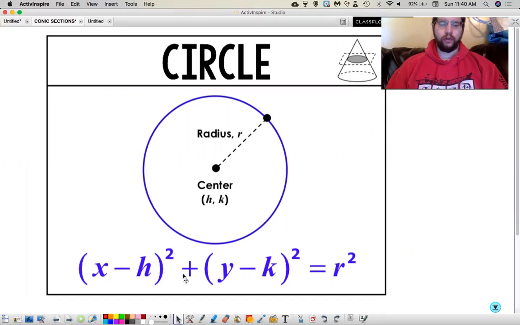Here's the standard form equation. That's what you need to know. That's what you need to be able to use. It's (x minus h) squared plus (y minus k) squared equals r squared. (h, k) is your center. Notice the opposite signs. So if it's x minus 4, positive 4 would be the x coordinate of your center.